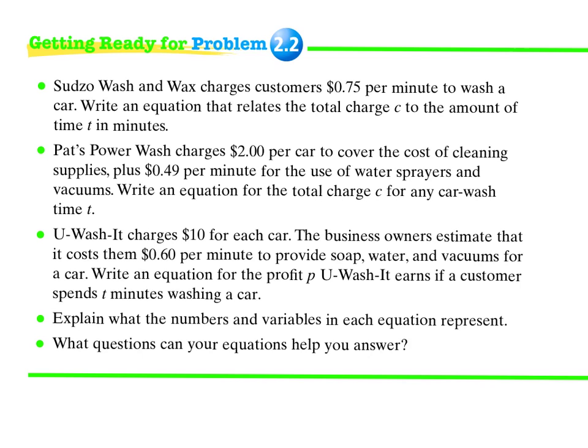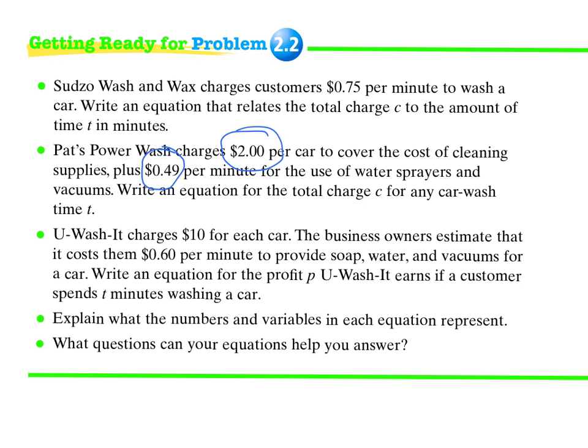Moving quickly through this getting ready portion now, if we look at Pat's Power Wash, we notice a little bit different information. This time it does have a unit rate of 49 cents per minute, and that is the rate of change or the slope in our equation, but it also has this $2 number, and that's what we refer to as the starting value or the starting cost. That in an equation is called the y-intercept. We still have the same variables, the dependent variable being the charge, because the charge depends on how long you spend using the car wash, and T, the independent variable.